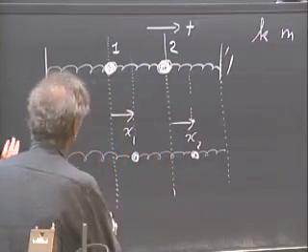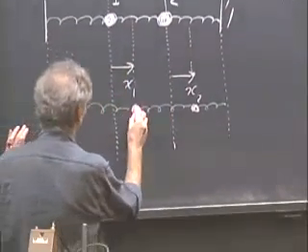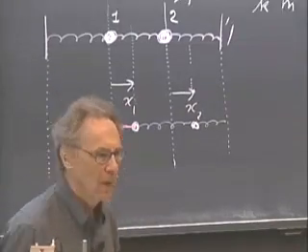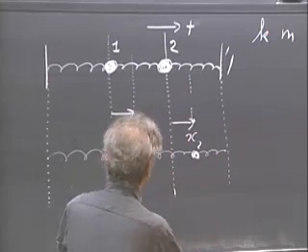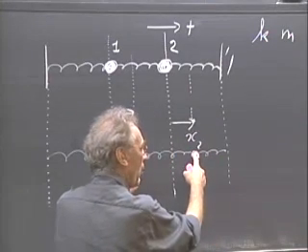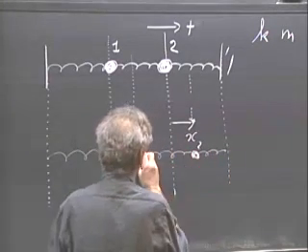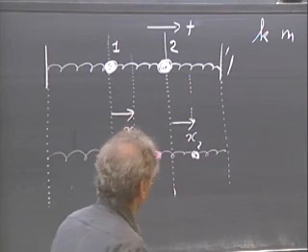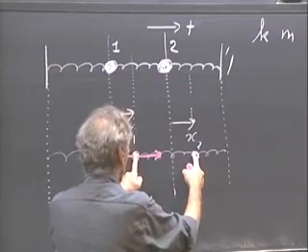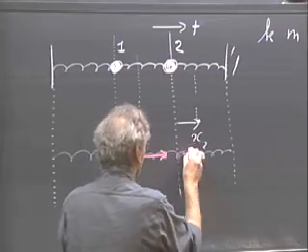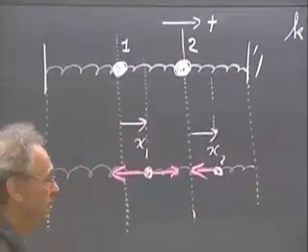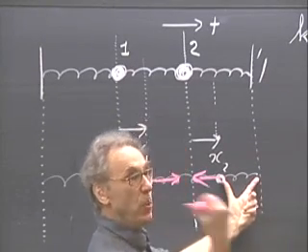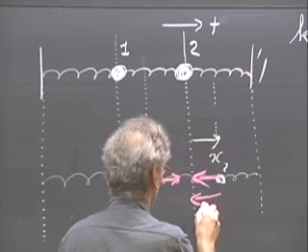It is immediately obvious that this spring is longer than it wants to be, so there is a force that drives it back to equilibrium. If x2 is larger than x1, this spring is also longer than it wants to be, so it wants to contract, so there is a force in that direction. If this spring is longer than it wants to be, it wants to contract, so there is a force on x2 in this direction. This spring is clearly shorter than it wants to be, so it's pushing, so there is a force in this direction.